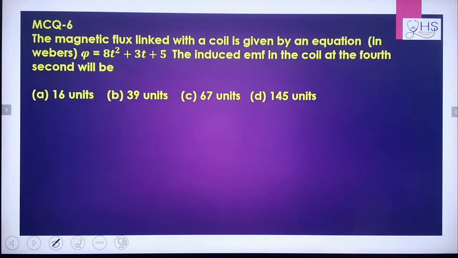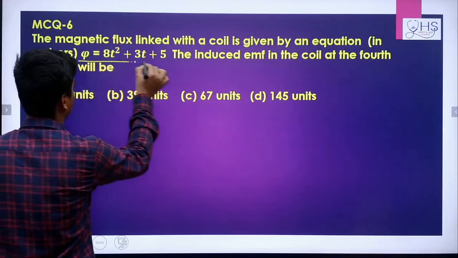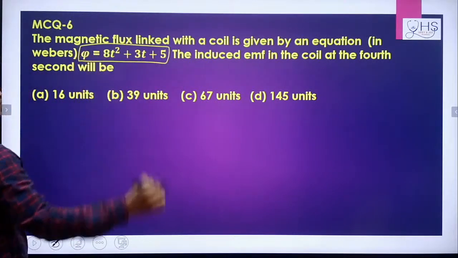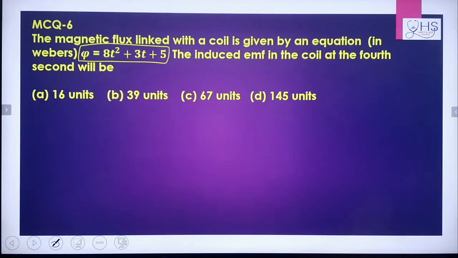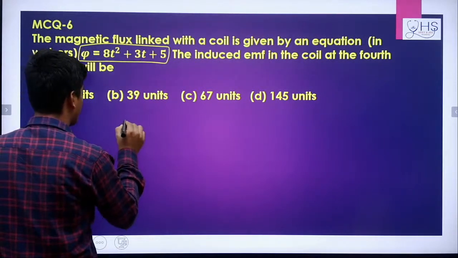Okay, now come to this question. Here the magnetic flux linked with a coil is given by an equation, phi equals 8t squared plus 3t plus 5. So what is given here? Now, magnetic flux.